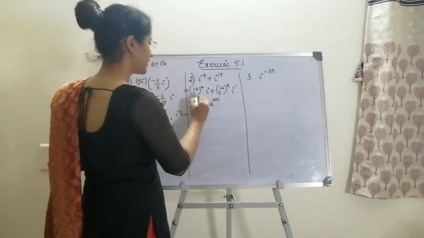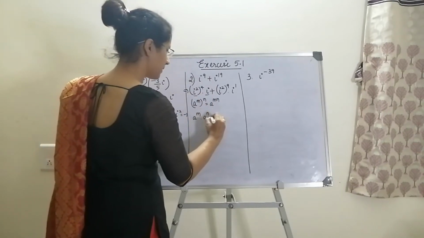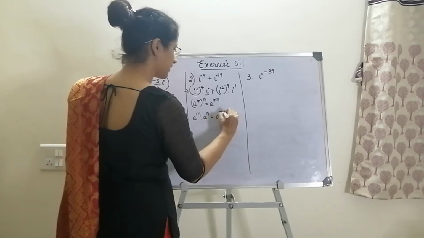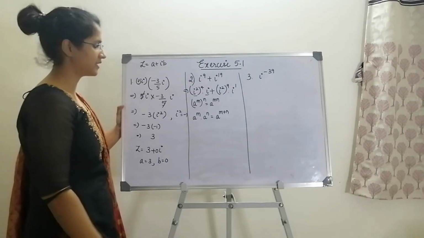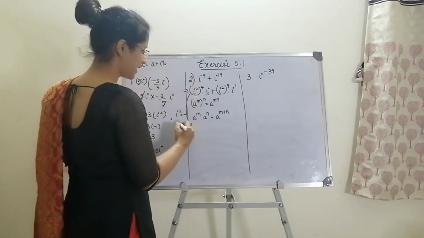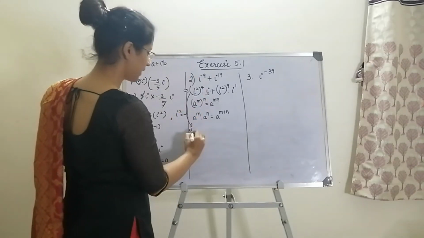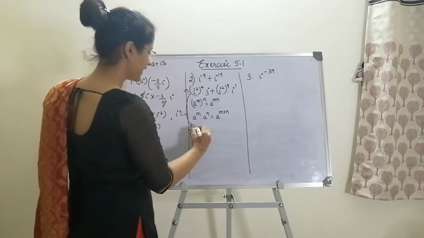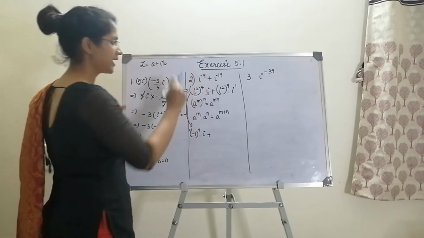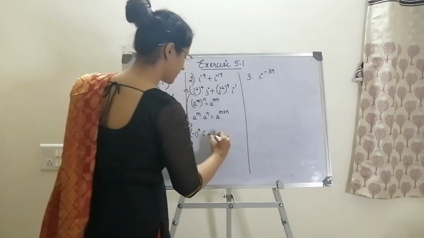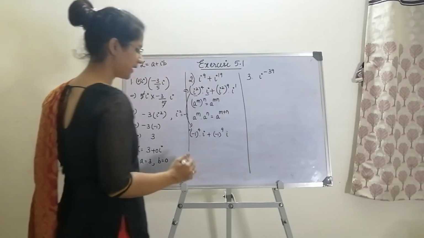Next, what have I used? When the bases are same, a to the power m into a to the power n is equal to a to the power m plus n. So when the bases are same, powers can be added. So after I use my indices, what do I get? i square whole to the power 4 is minus 1 whole to the power 4 into i, plus i square whole to the power 9 can be written as minus 1 to the power 9 into i.